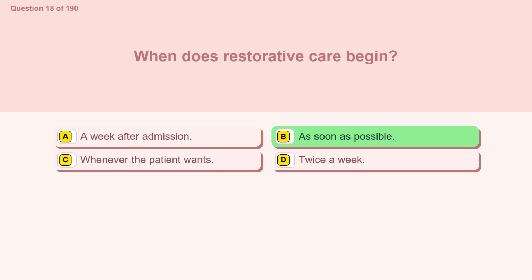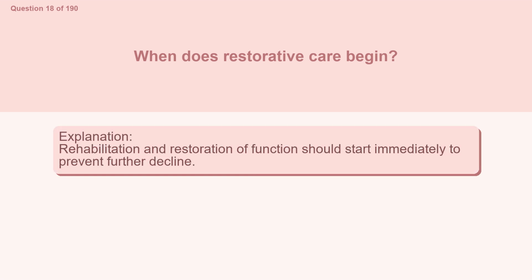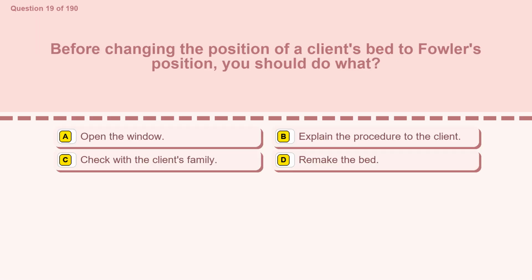The correct answer is option B. As soon as possible. Rehabilitation and restoration of function should start immediately to prevent further decline. Question 19. Before changing the position of a client's bed to Fowler's position, you should do what?